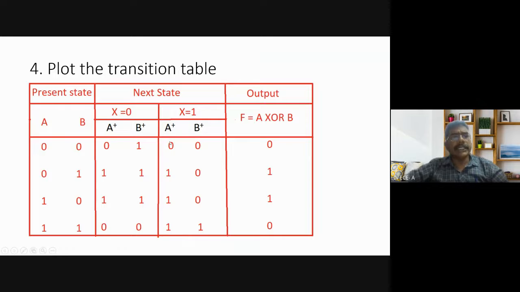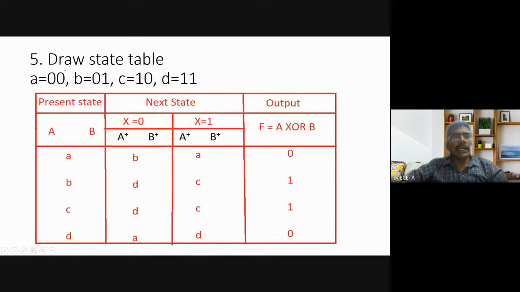So the next step is you have to draw. We are going to convert A equal to 00, B equal to 01. We are going to convert the states. 00 means A, 01 means B, 10 means C, and 11 means D. Like that we are going to convert. Okay.